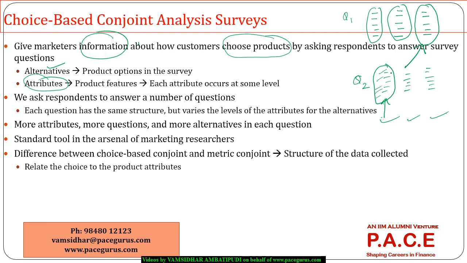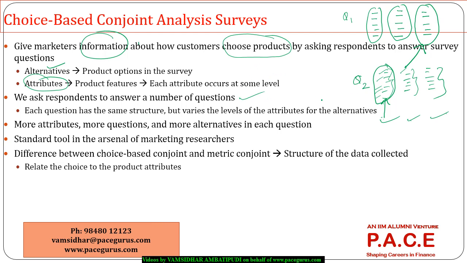Only the numbers will change, but the headings of the features will be the same. So each attribute occurs at some level. So the headings will be the same, but the values of each of these attributes will be different. So that is how I'm designing all my questions.